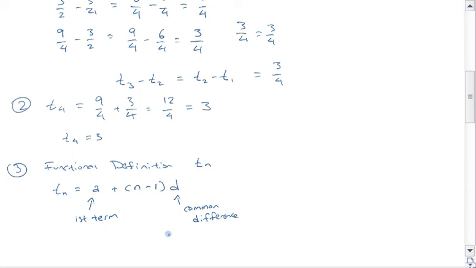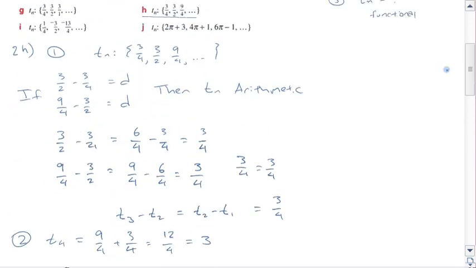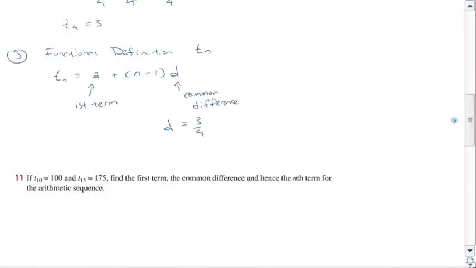Well, we've just found, right, that d is equal to 3/4, and we can just go back. So where did our sequence start? Well, our first term was 3/4. So we also know a is equal to 3/4. So we can now basically just plug these numbers in. Tn is equal to a, which is 3/4, plus n minus 1 times d, which was also 3/4.